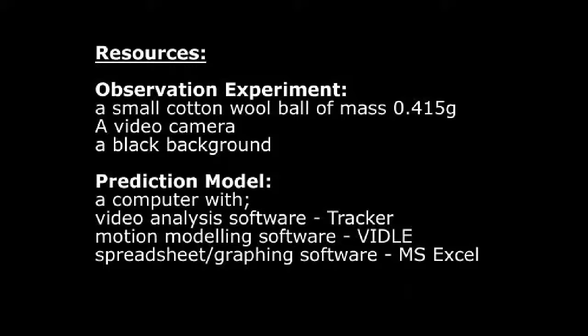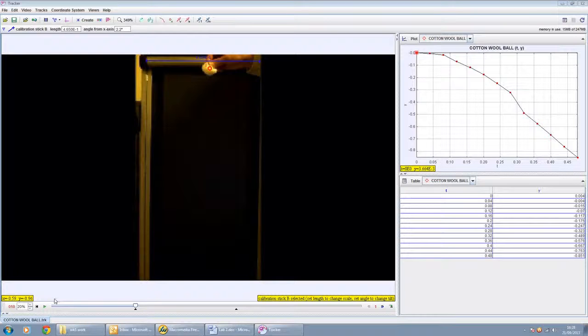For the investigation, the following was used. In the observation experiment, a video recording was made of a cotton ball falling in a near straight line path perpendicular to the camera view. A graph here and table here shows data points taken of distance versus time.